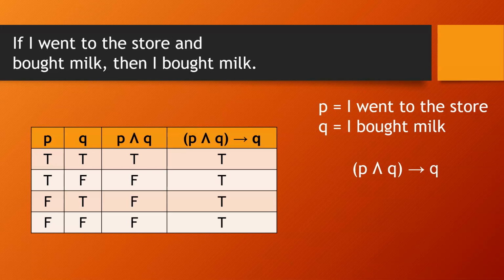Once we complete the truth table, we can see that the solutions column is always true. Because the last column is all true, that means we have a tautology. In other words, it doesn't matter whether we went to the store or we didn't. It doesn't matter whether we bought milk or we didn't. The statement, "If I went to the store and bought milk, then I bought milk," is a true statement.